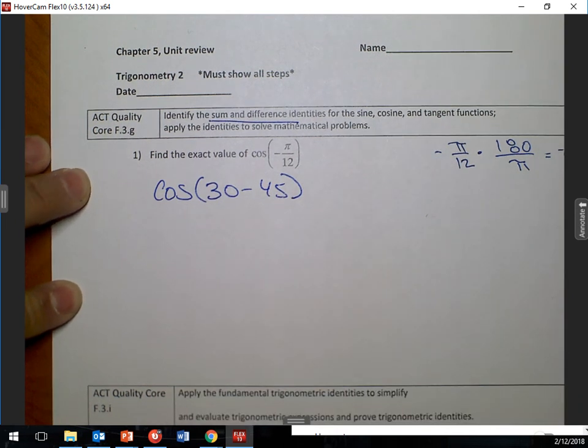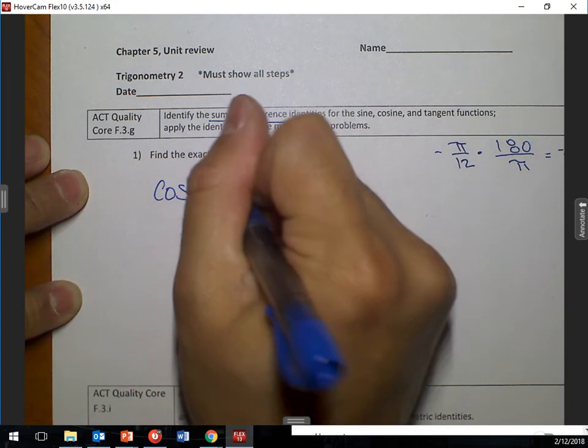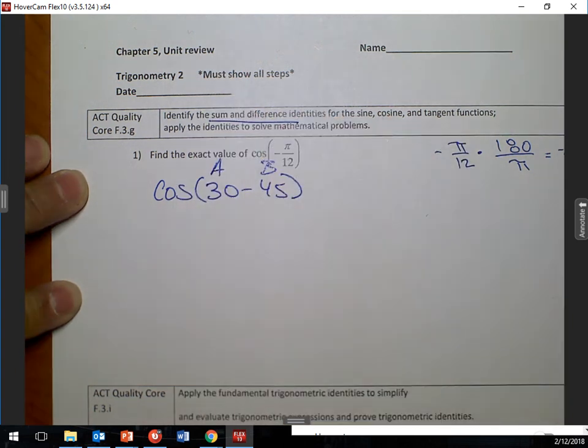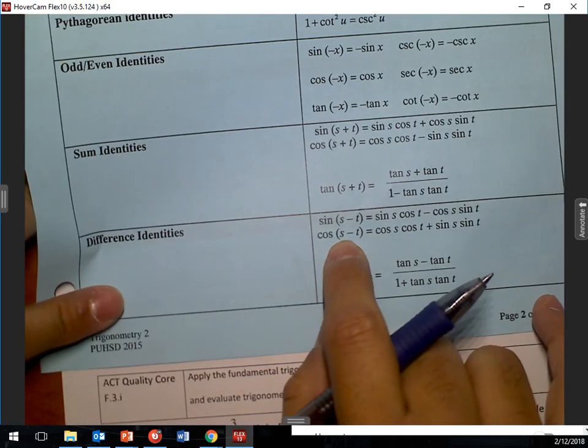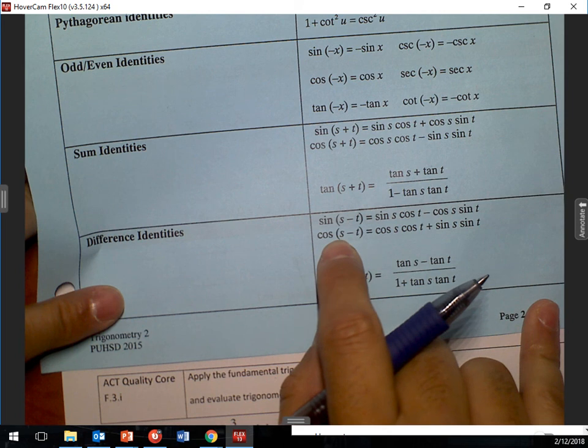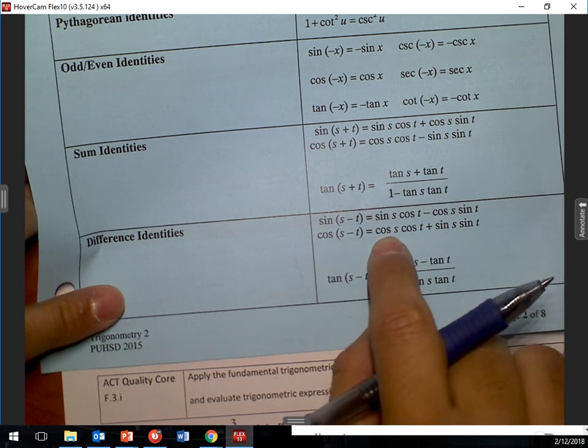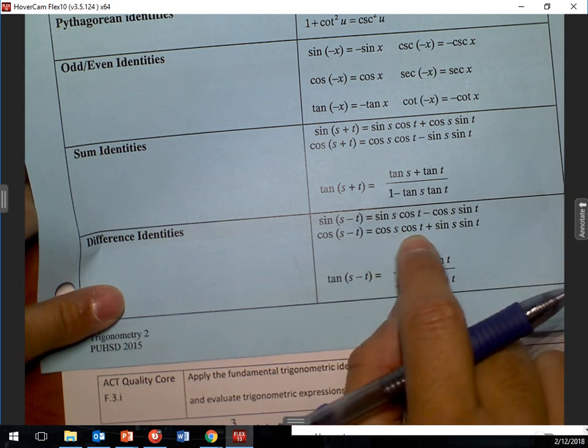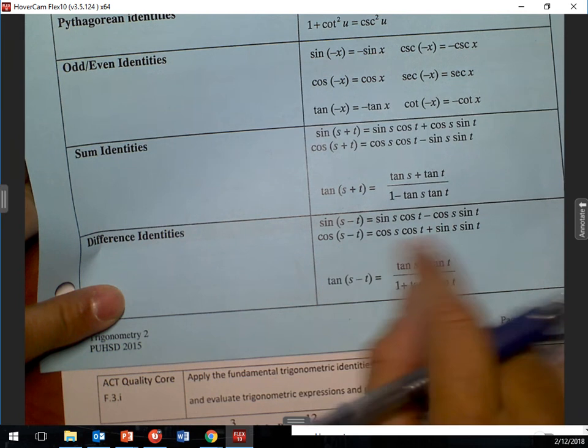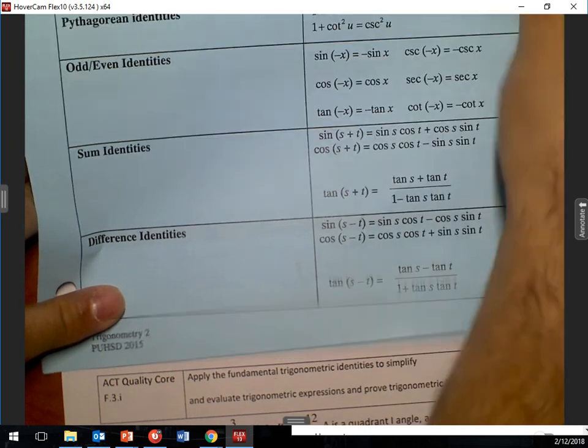Now, in my formula, this is my A and this is my B. Let's see, cosine minus right here. So this one uses S and T for my variables. So cosine of S minus T is cosine S, cosine T, plus, remember the signs are opposite, sine S, sine T.